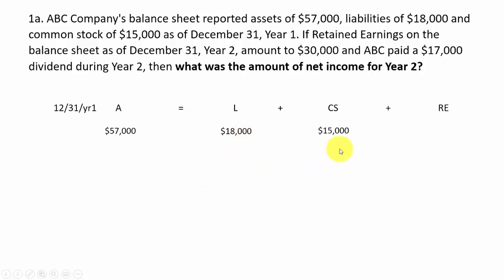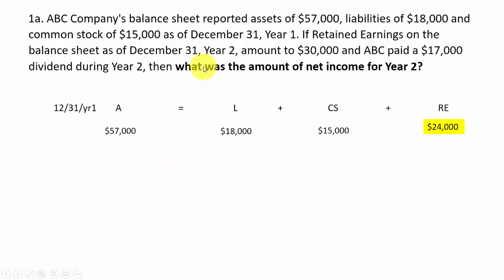We know that common stock is 15, and we can find retained earnings by adding these two together, 18 and 15, subtracting them from 57, and we'll get 24,000. Because the left side of this equation, which is 57,000, the asset side, has to always equal the liability and equity side, which in this case, all three of these pieces add up to 57,000.